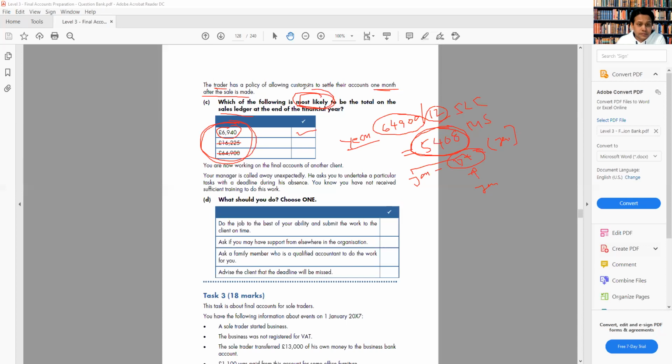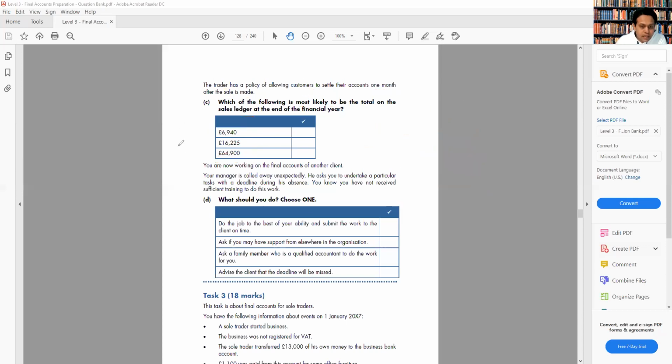All right. So let's move on to the next one then. The next one says you are now working on the final account of another client. Your manager is called away unexpectedly. He asks you to undertake a particular task with a deadline during his absence. You know you have not received sufficient training for that. So basically, they're asking to do some work, but you don't have enough training for that. What should you do?